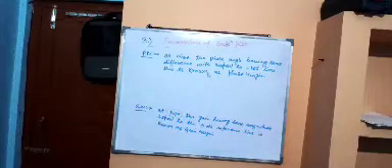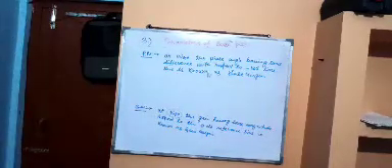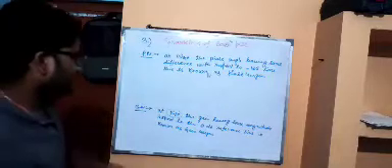Okay, so this is your third point for today's class outline. Now the fourth point. Fourth point is stability by Bode plot.